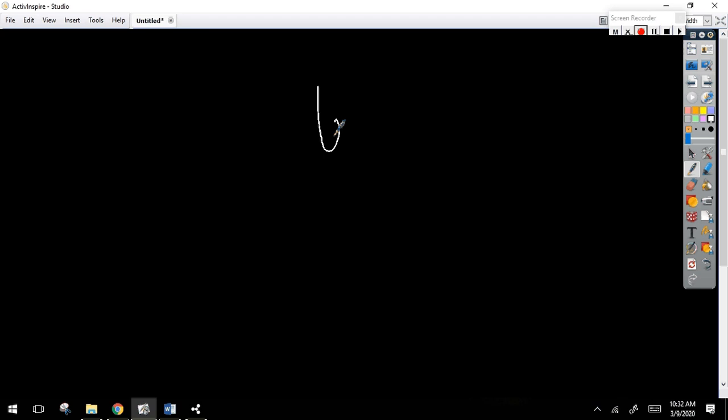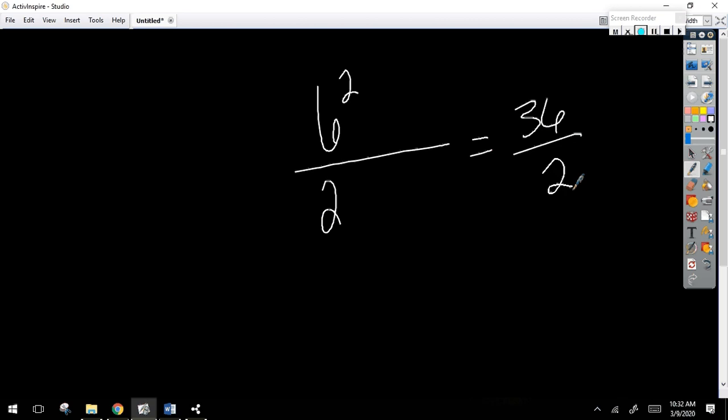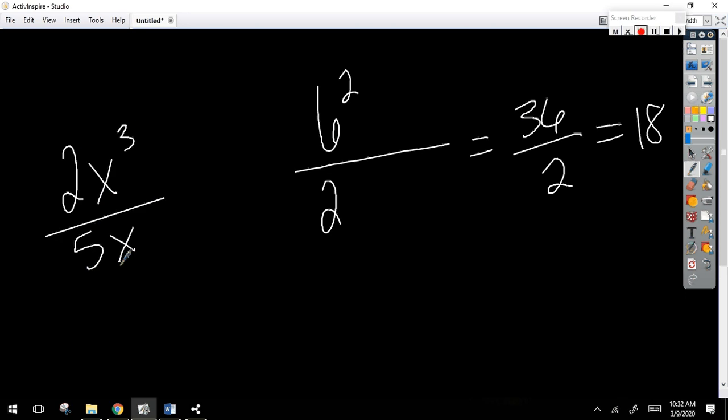If it's not perfect, just write it as a fraction, 6 squared divided by 2. The only thing you could do there is if you knew that 6 squared is 36 over 2, which would be 18. If it's not perfectly divisible, do you just leave it as a fraction? Like don't do anything with it? Right. So what if it was 2x to the third over 5x?